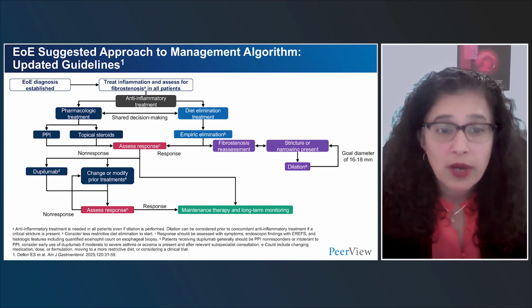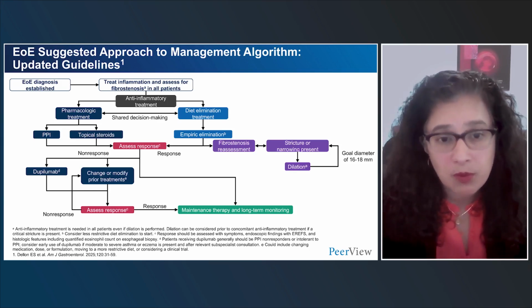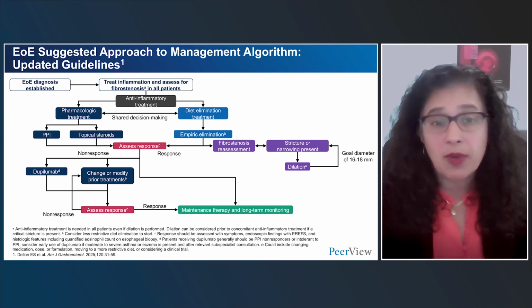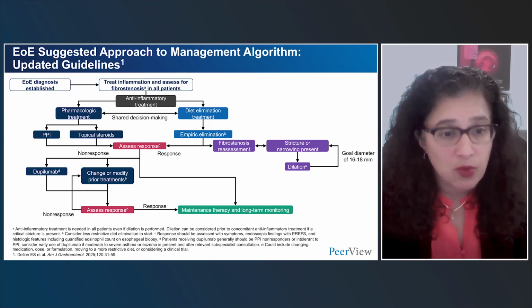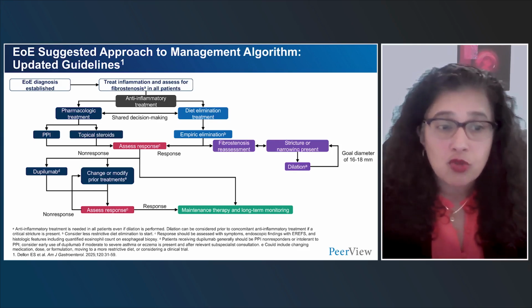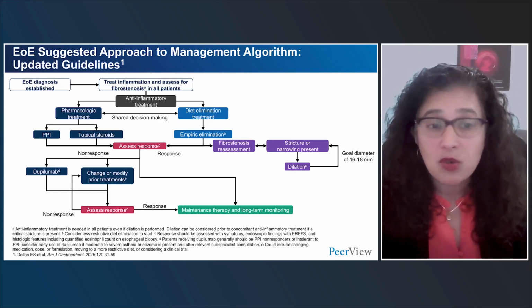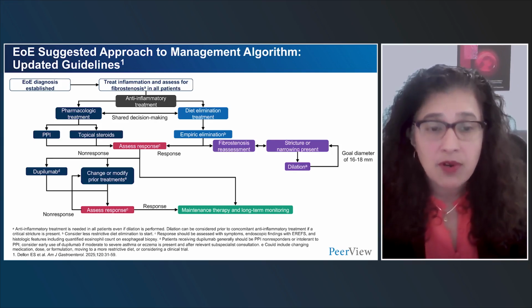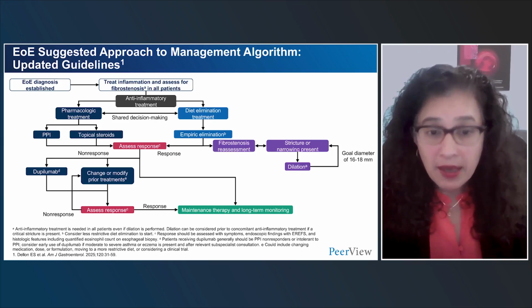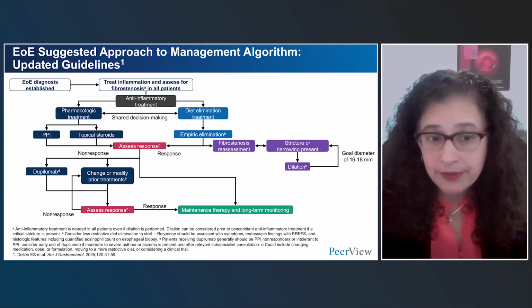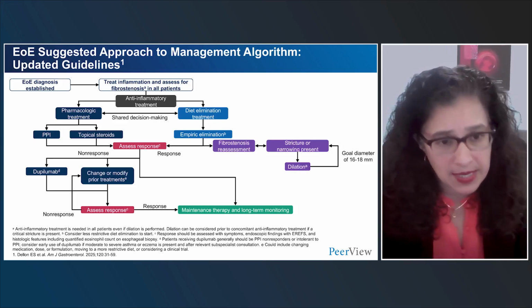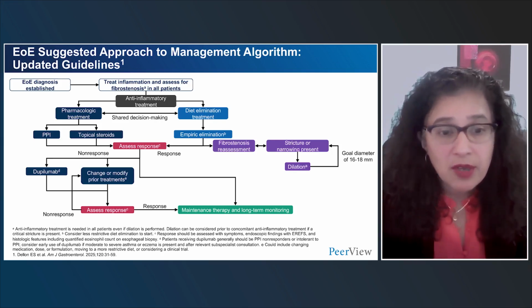And here is where shared decision making is really important. Having that discussion with the patient about their goals of care and helping to guide them through one of these two routes. If they choose pharmacologic treatment, options could be a PPI or swallowed topical corticosteroids. And after that, you want to assess response. It's very important to have an endoscopy after treatment to assess response. If you have response, you're going to go into maintenance therapy and long-term monitoring. If you have a non-response here, you can change or modify your prior treatments.